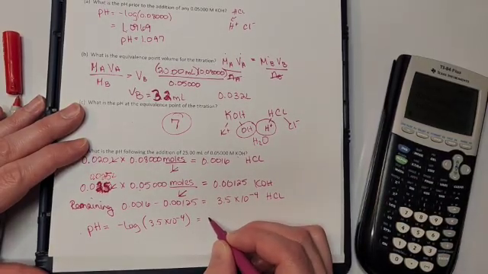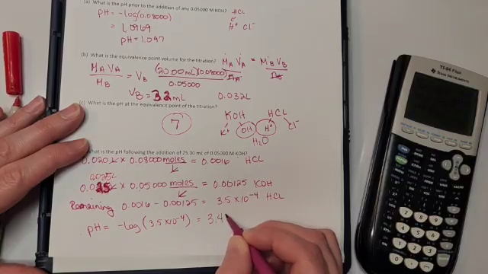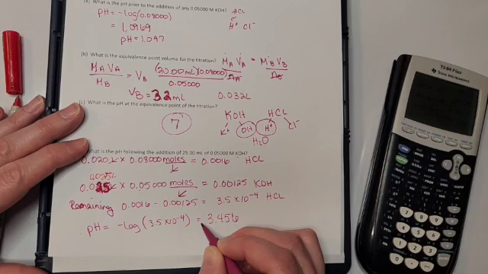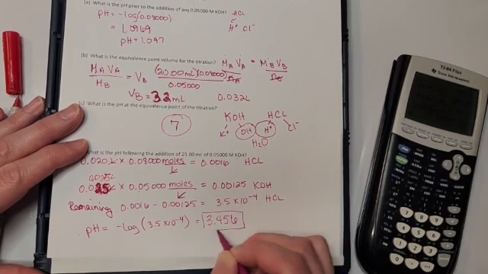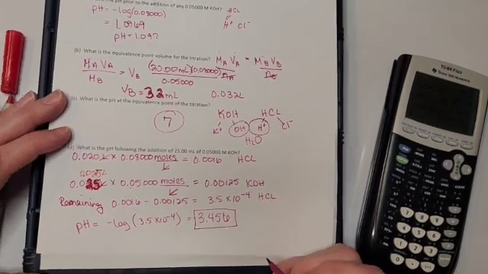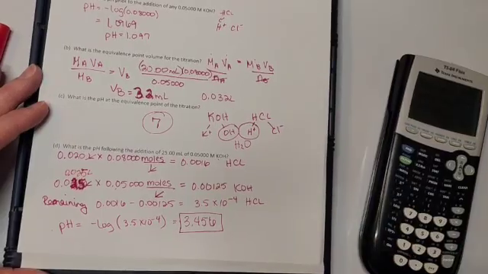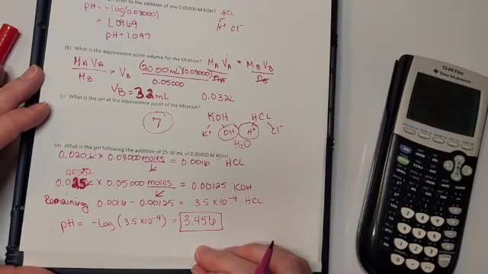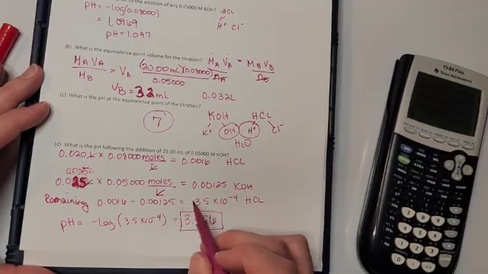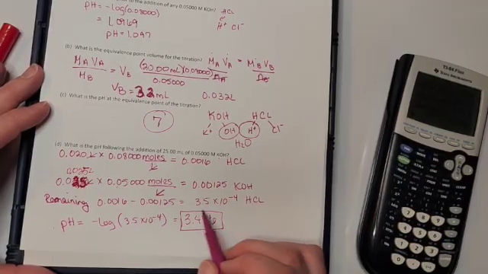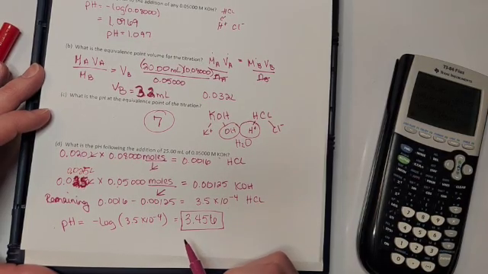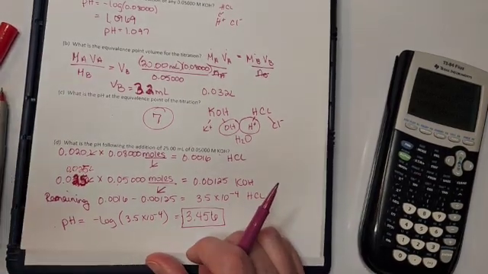And that's going to give us a pH of 3.456 as our answer for this one. Again, if you guys have any questions, oh, you know what? That's not correct, because we did not divide this by our total volume. Well, let me fix that.